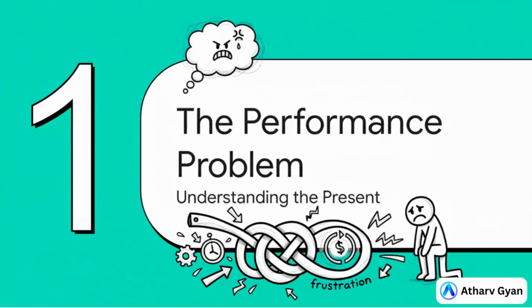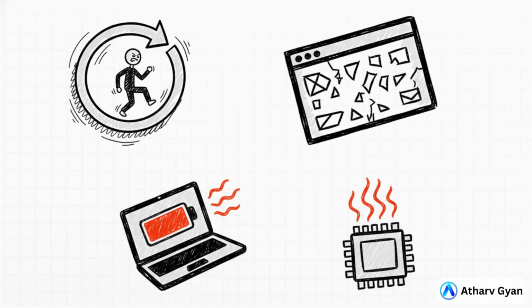But first, to really get where we're going, we need to understand the problem we're trying to solve. And that's the performance limit, the ceiling of the web as we know it today. We have all been there, right? That little loading spinner that just won't stop. Or a web app that stutters every time you click. Your laptop fan starts screaming. These aren't just little annoyances. They're actually symptoms of a much deeper technical challenge.